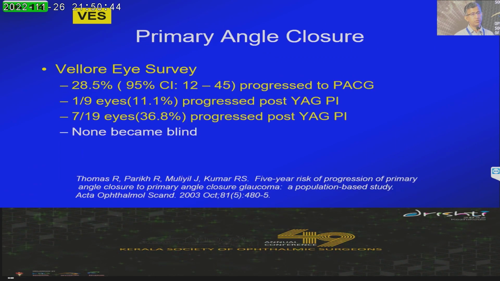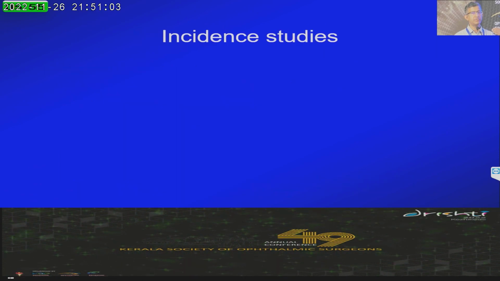What about primary angle closure? These are people who already had either synechiae or high IOPs, but no disc or field changes. 30% of them progressed to primary angle closure glaucoma. The risk was higher in patients who did not have YAG-PI done. But again, none became blind. So both these conditions, you're not seeing a very high rate of blindness over a short time period.